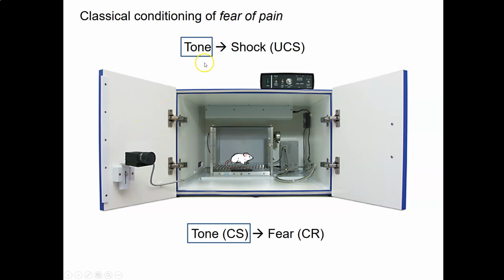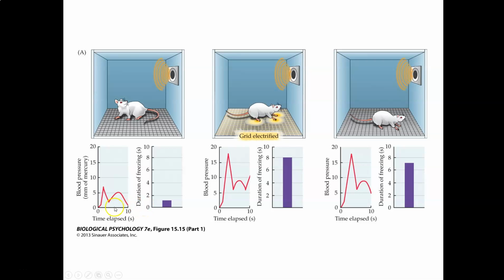You could also do a very specific thing, just a tone. You could turn on a tone. The tone precedes a shock, same thing. Next time, you could take the rat, put him in a totally different context, different chamber, different cage. Turn on that tone, it's going to also produce conditioned fear. That's the conditioned response. So that's the basic model we'll be talking about.